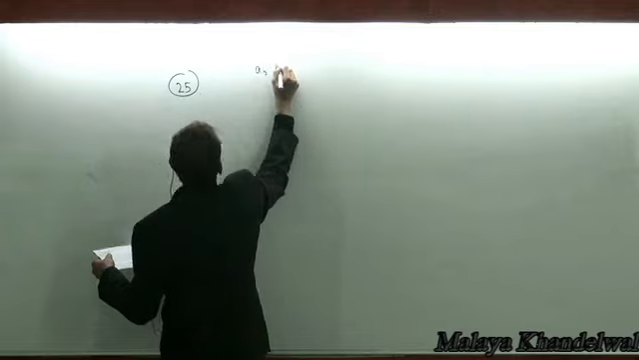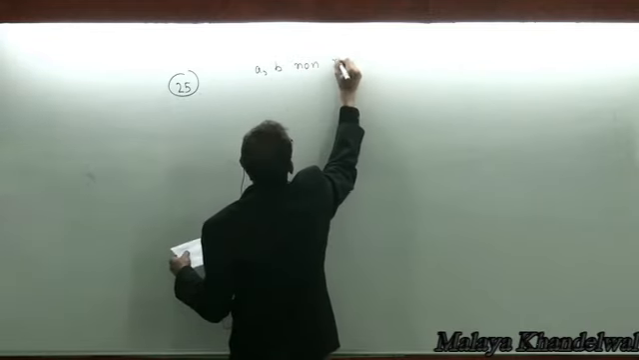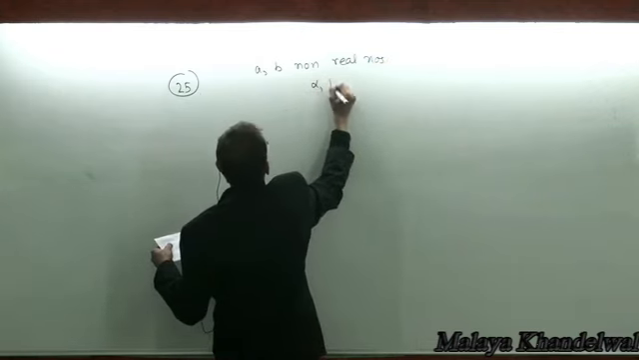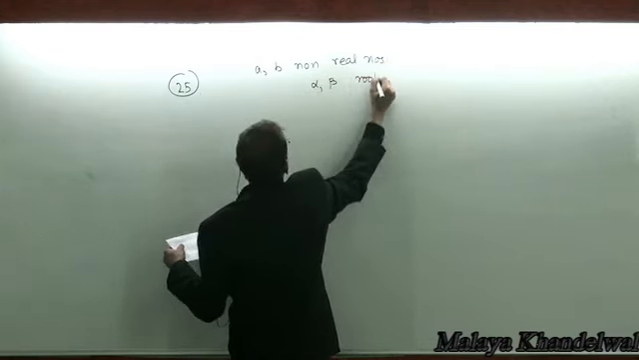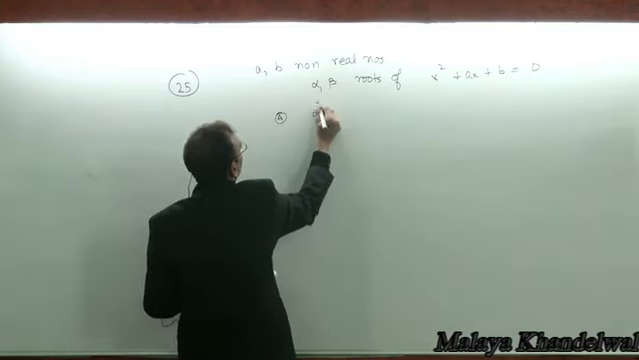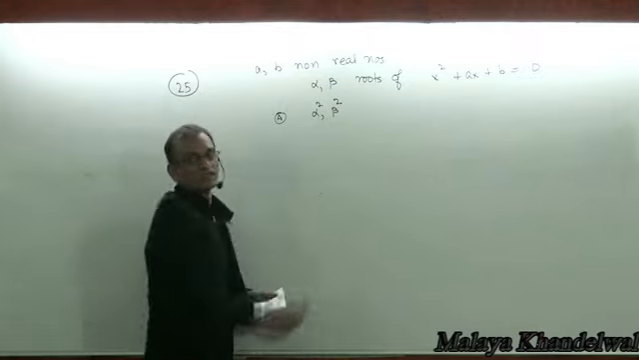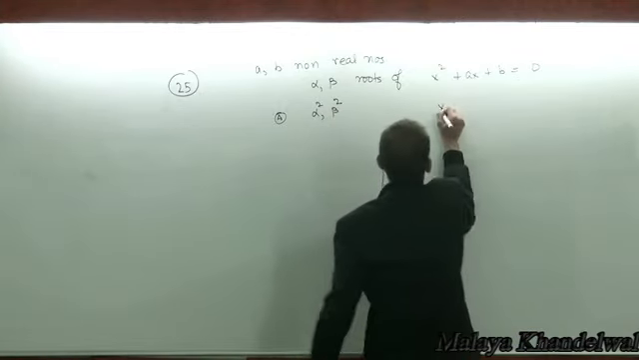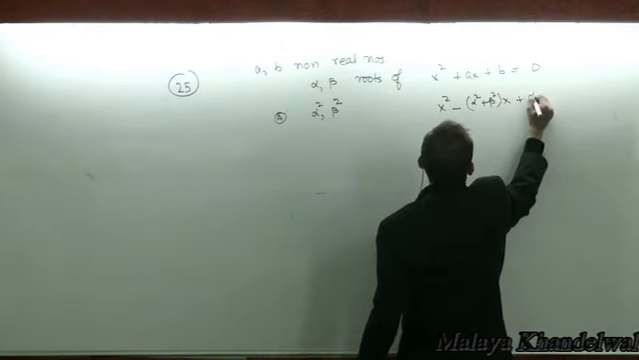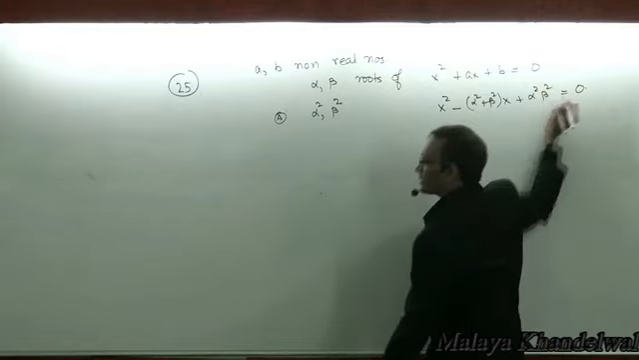a and b are given to be non-zero real numbers, and alpha beta are the roots of x squared plus ax plus b equal to 0. Number A, we want to find a quadratic whose roots are alpha squared and beta squared. So what would that quadratic be? x squared minus alpha squared plus beta squared into x plus alpha squared beta squared equal to 0 would be that quadratic.